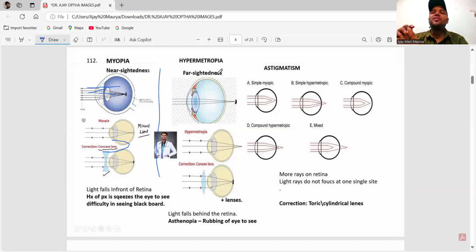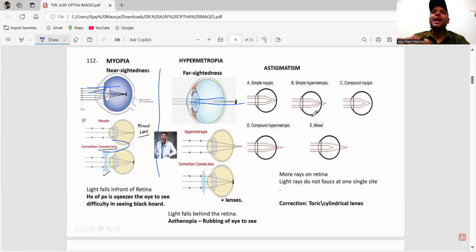Next one is hypermetropia, also called farsightedness. Now you see here the light falls behind the retina. The correction is by using convex lenses, the plus lenses. This is a minus lens, this is plus lenses. They will also give the history of asthenopia, rubbing of the eyes like this, rubbing eyes to see, called asthenopia.